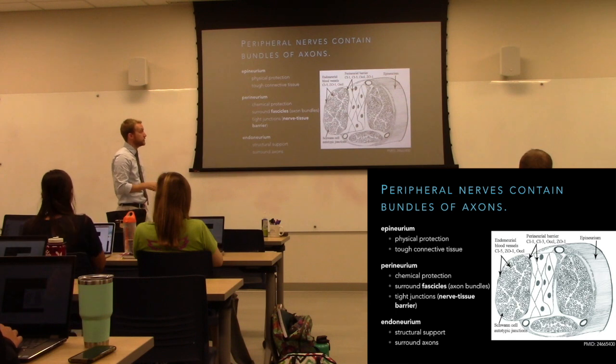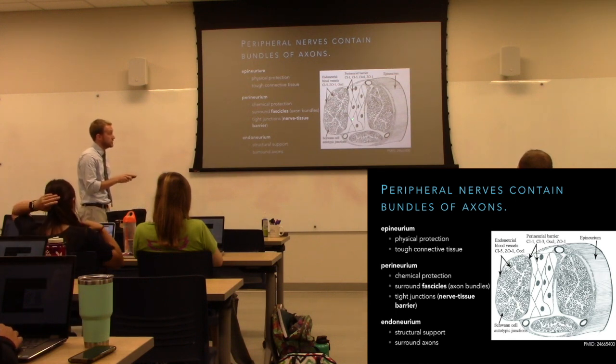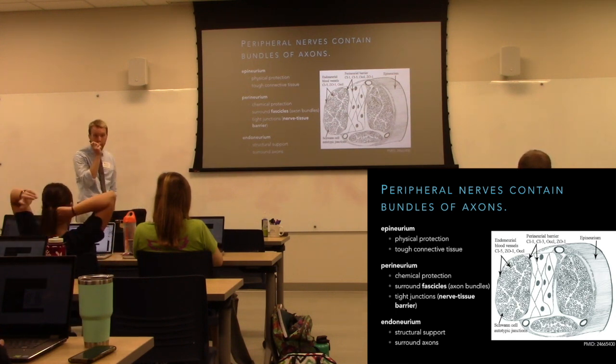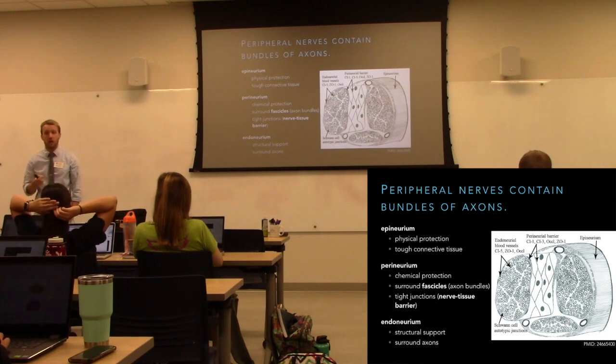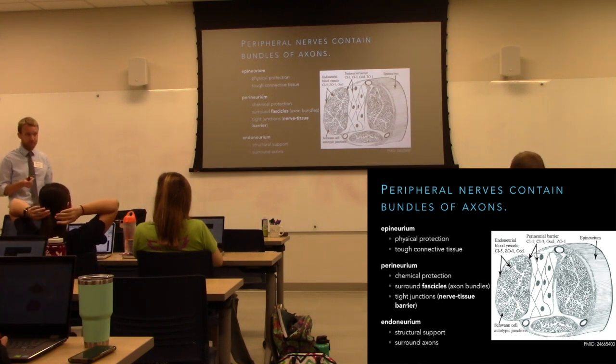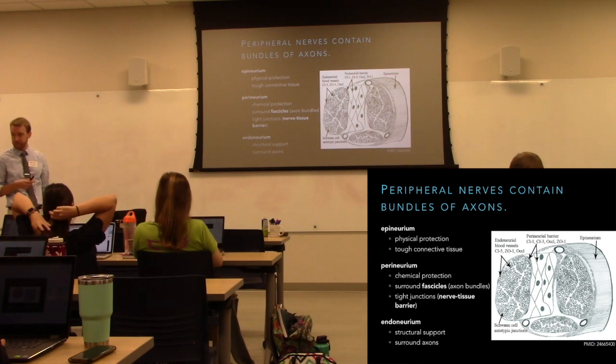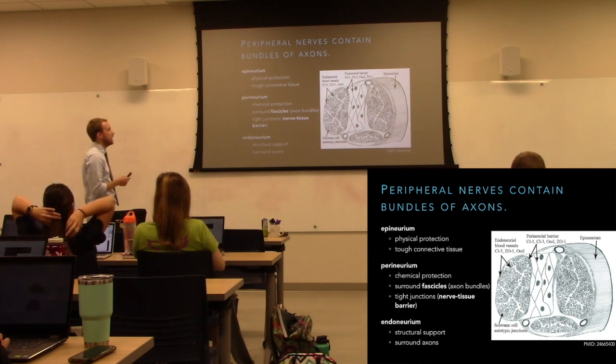So this acts as a diffusion barrier to keep these axons isolated from the blood. Blood is toxic to neurons, so we want to have a few diffusion barriers built in. This is kind of like the blood-brain barrier, except it's out in the nerve.